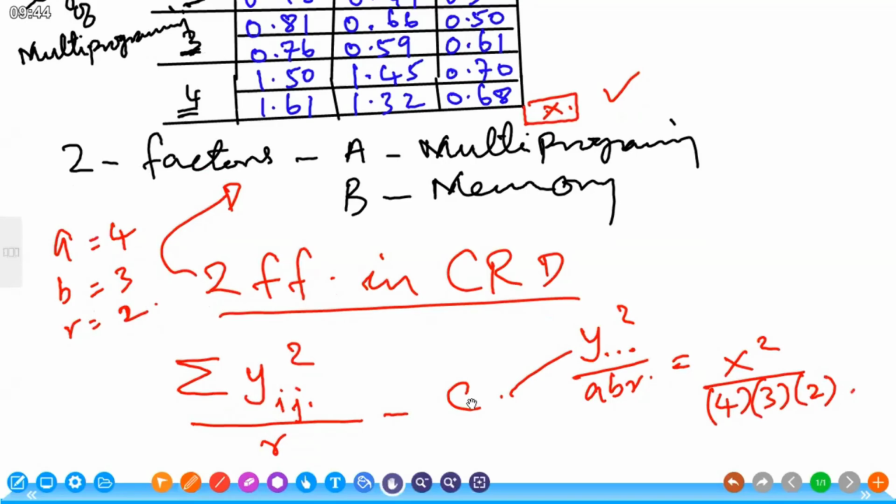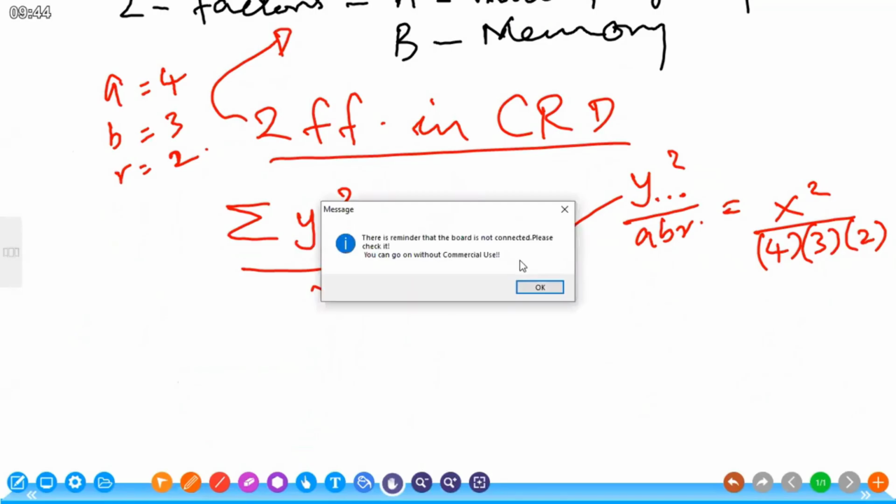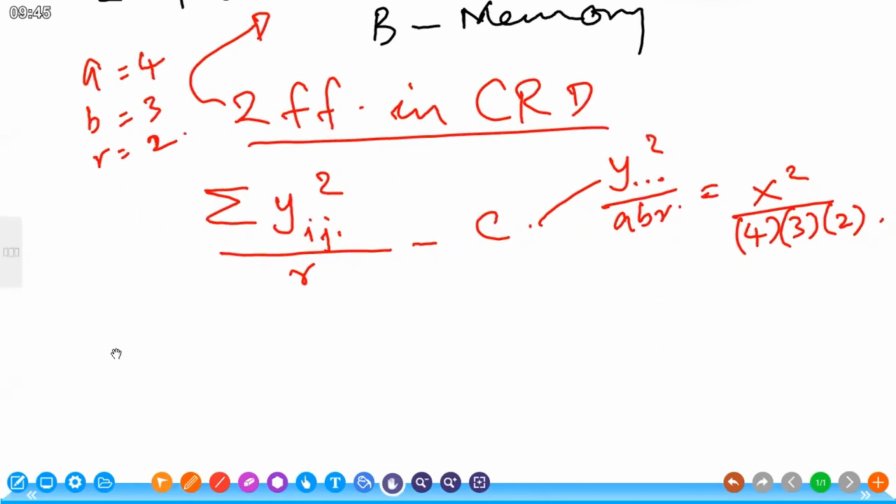How do you get this ij effect? Anyone? That means we'll have to add all these values. For example, this is called treatment.